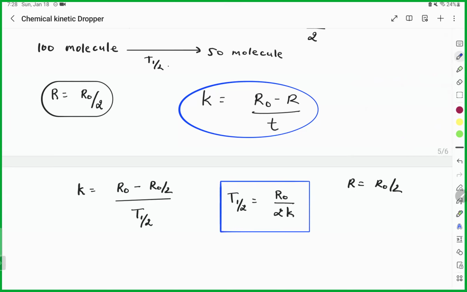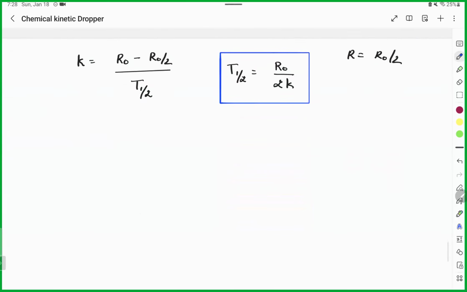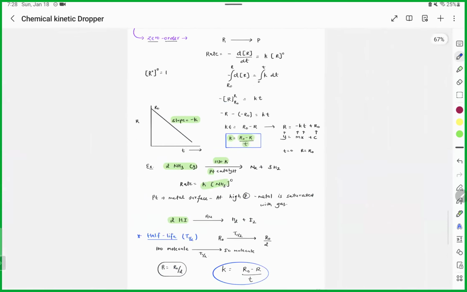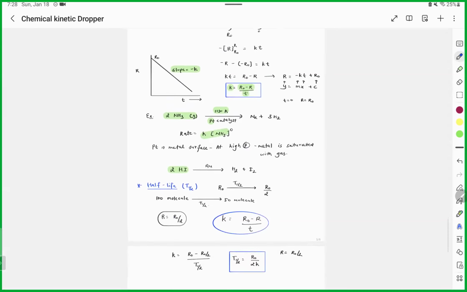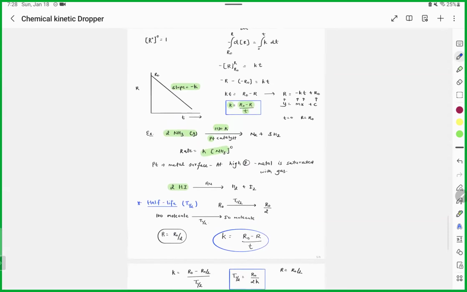You should know the definition of half lifetime: the time in which your reactant will remain half. Your reactant will remain half, so your final value is R naught by 2. Any doubt? Ask your question. Anybody have doubt in this, guys?